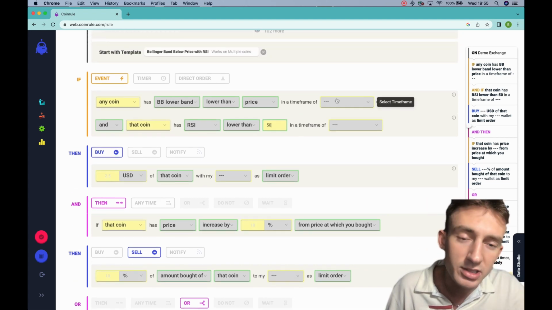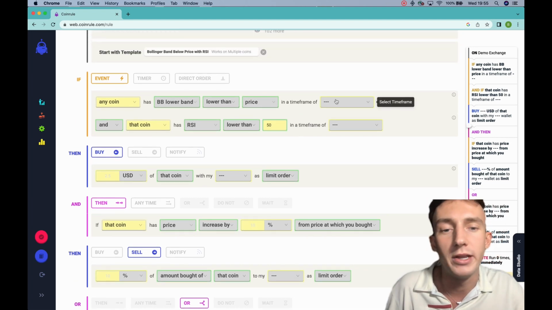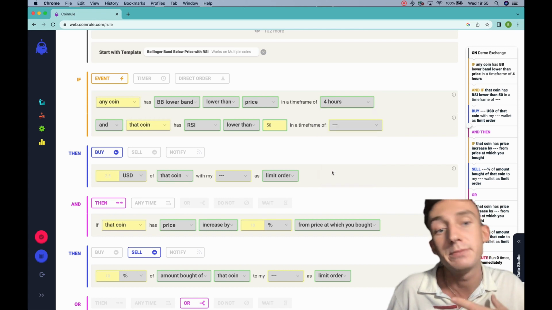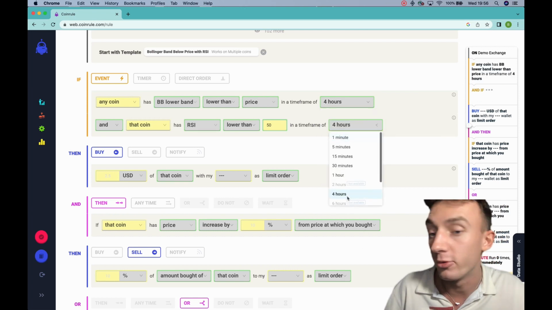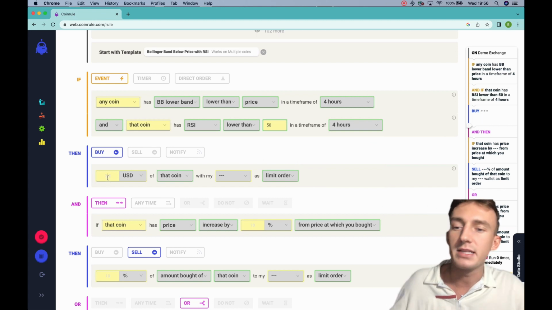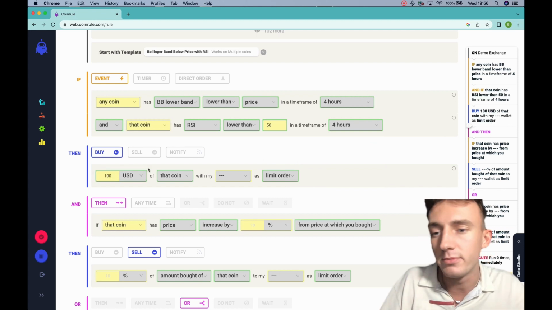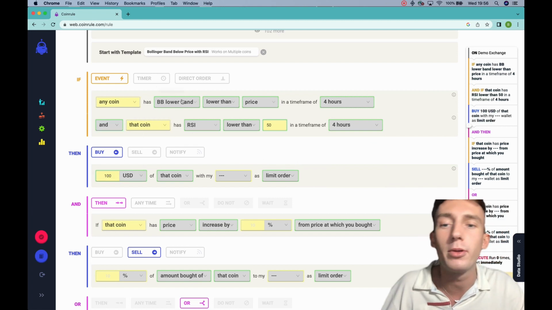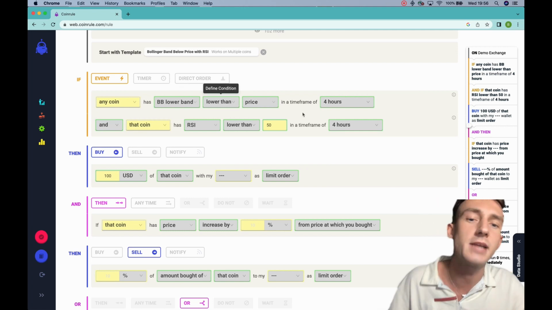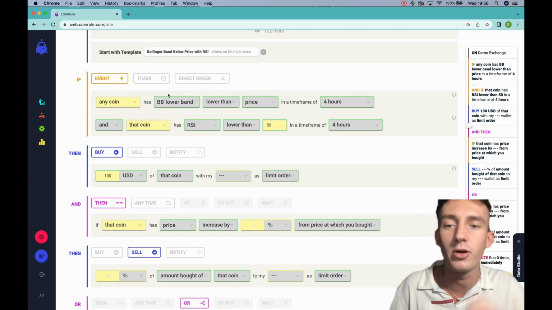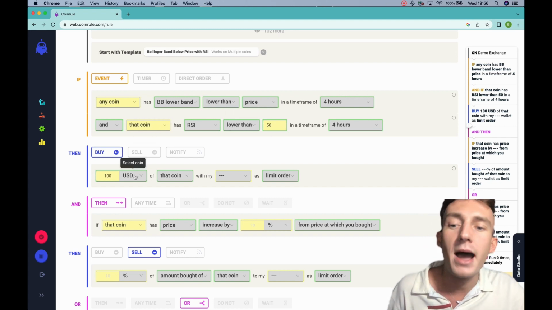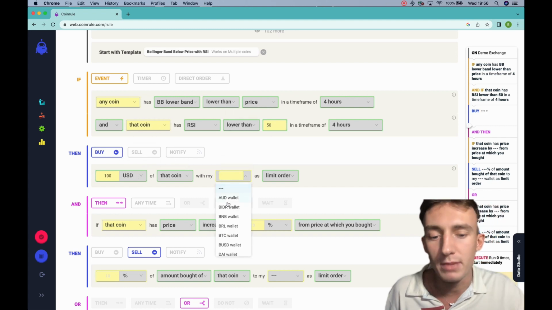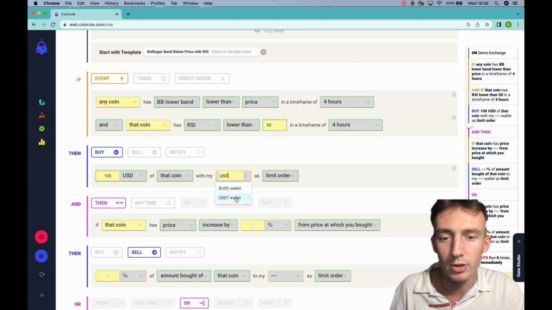You're also going to have to select the time frame that you want the strategy to operate in. I'm going to select the 4 hour because in my experience this works well, but feel free to experiment with some other time frames on our demo exchange. You're also going to have to specify the amount that you want the strategy to buy. So I'm going to say every time that a coin has a lower Bollinger Band, lower than price, and a time frame of 4 hours, and that coin also has the RSI lower than 50, then I want to buy $100 of that coin with my USDT wallet as a limit order.